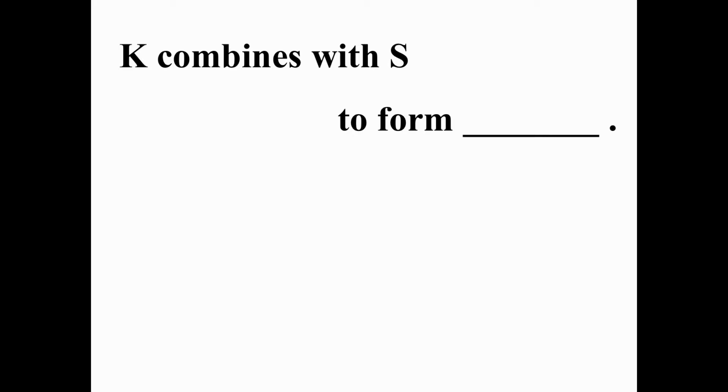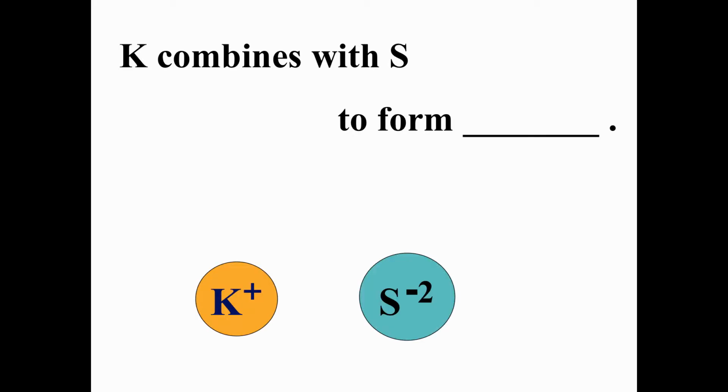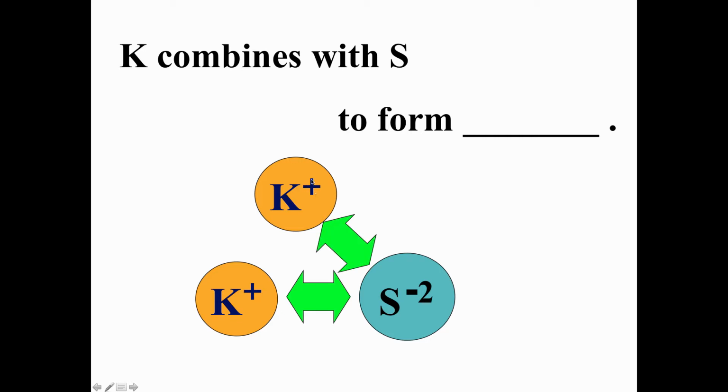How about K with S? Well, K makes a +1 ion. Sulfur makes a -2 charged sulfide ion. These attract, but they don't balance out to a neutral overall charge unless there is a second potassium ion, which is also attracted to the sulfide. 2+ charges balances off 2 negative charges, and the formula for this compound is K2S, 1 sulfur for every 2 potassiums, and it's called potassium sulfide.